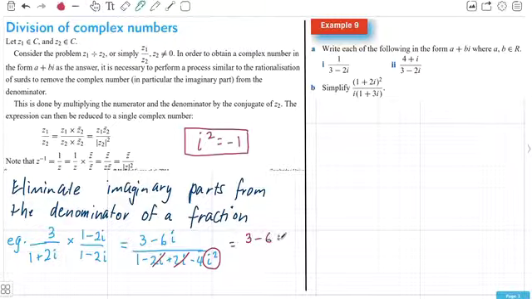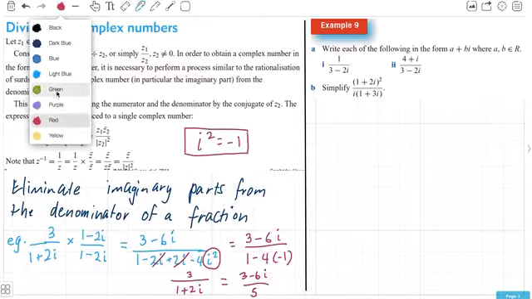So I'll just continue in red. We've got 3 minus 6i on the top. On the bottom we've got 1, these cancelled, minus 4 times negative 1, which is 1 plus 4, which is 5. So what you've actually done is take something which originally had an imaginary part underneath, to something that now has no imaginary part underneath.